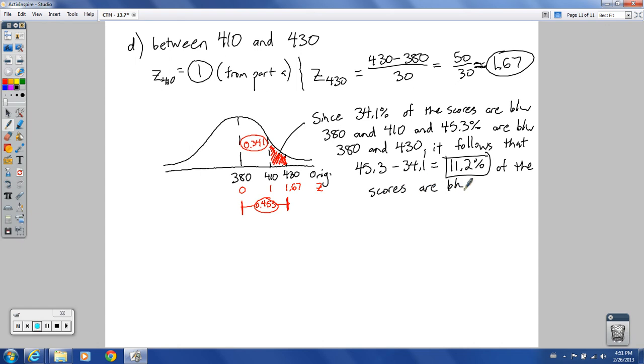are between 410 and 430. It was just a matter of finding the area of the whole thing, subtracting the area of this part to get the leftover area right here.